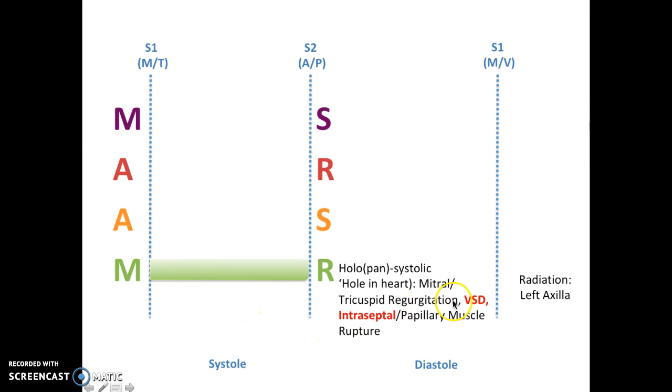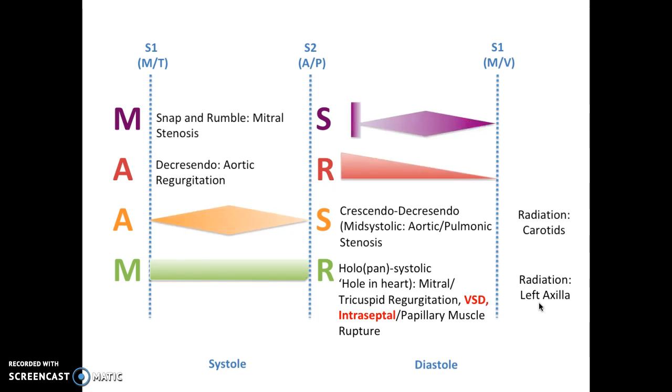Now, I mentioned that there was radiation to the carotids in aortic stenosis. Here, there's radiation to the left axilla, so something to remember. All right, so just to put all of this together for you, MS AR AS MR, right? Mitral stenosis is going to be that opening snap and then the rumble, and then aortic regurgitation is going to be that decrescendo. Aortic stenosis is going to be the crescendo-decrescendo. Your mitral regurgitation and basically those quote-unquote holes in the heart are going to be holosystolic. And again, systolic murmurs are going to have the radiation. Diastolic are always going to be pathological.